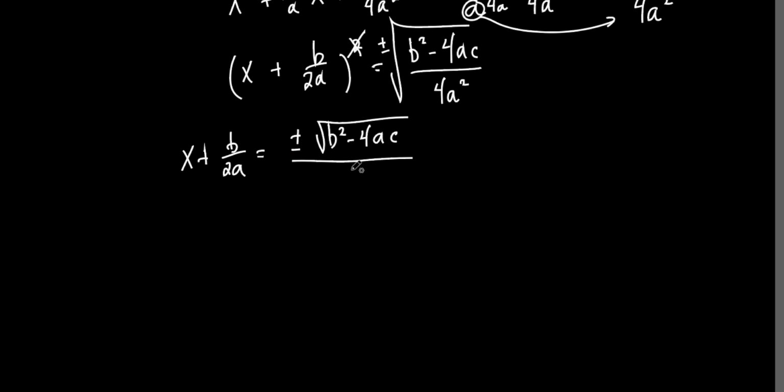Just 2a. That's right. We're almost done. We got one kind of regular step, and then the rest is just kind of simplifying it a little bit. All right? What do I do with this b over 2a? Subtract it. So, look, I'm ready to actually put x by itself. That's what we're trying to do in the first place, isn't it? Try to get x by itself. Solve for x, right? So I got to subtract b over 2a.